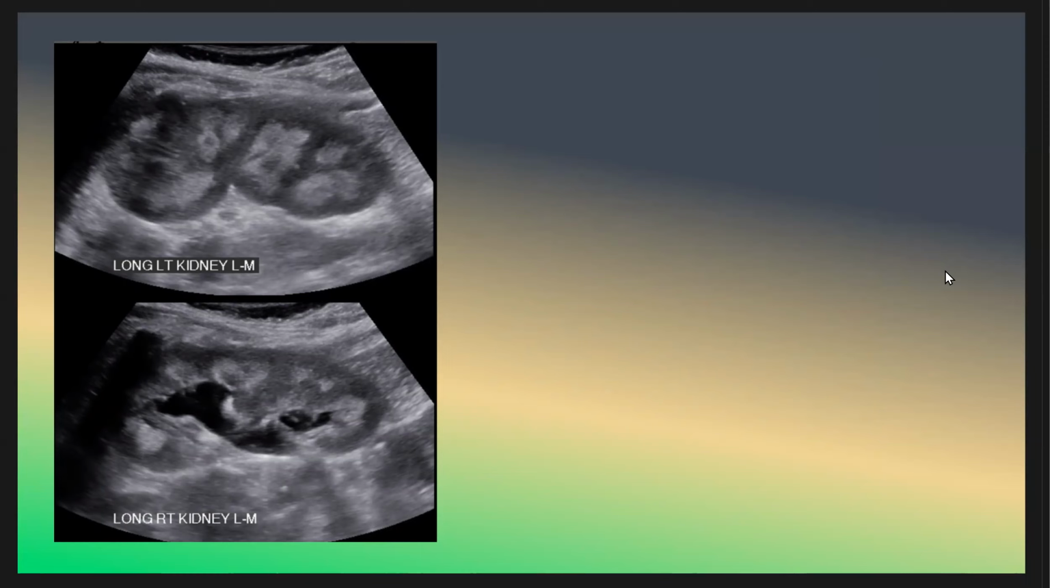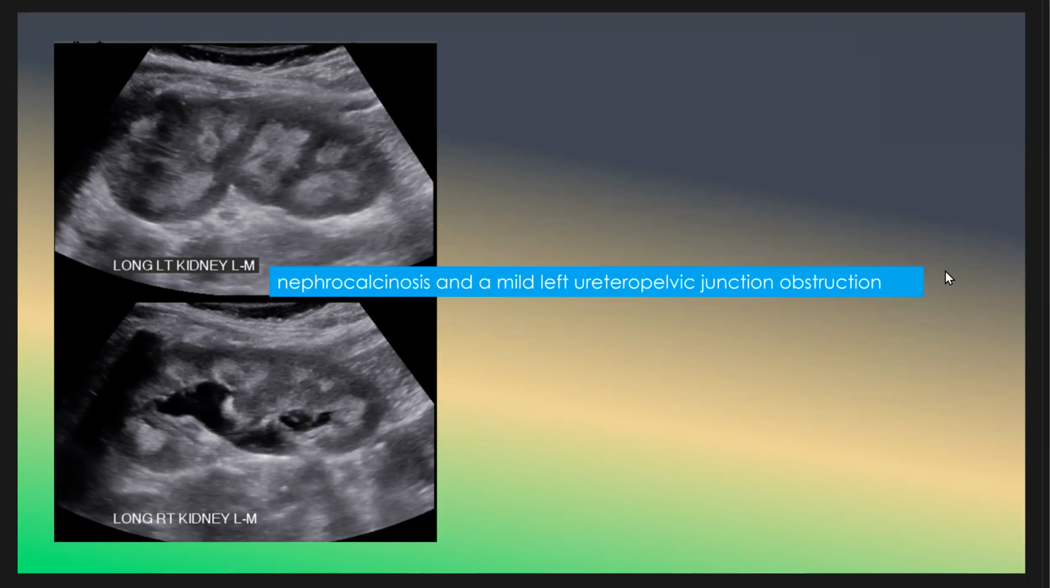This is ultrasound of both kidneys and lung axis, and we see that there is medullary echogenicity involving both kidneys consistent with nephrocalcinosis, and also we see hydronephrotic changes involving the right side consistent with the uretropelvic obstruction or hydronephrosis, whatever the cause.